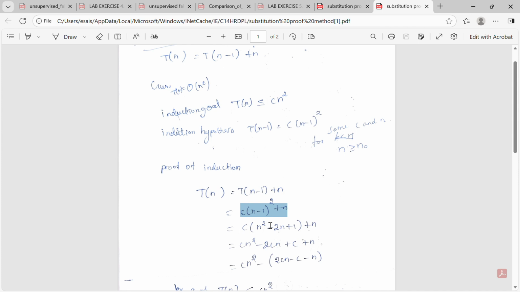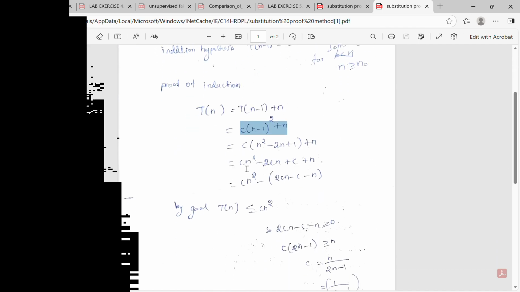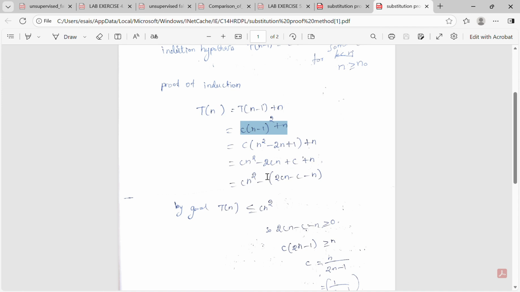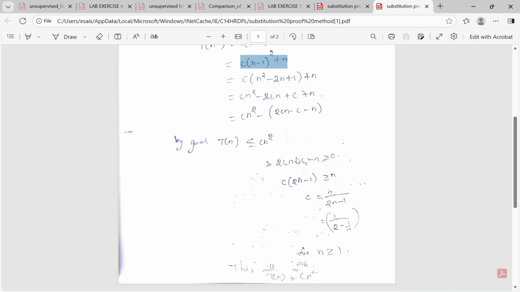If we take it inside, c n square, we wanted to prove T(n) is less than c n square, so here we have the c n square term and a minus term. If we remove a positive number from c n square, then obviously T(n) is less than or equal to c n square. So we say 2cn minus c minus n should be greater than or equal to 0. If we take out c, it will be c(2n-1) greater than or equal to n, so c equals n divided by 2n minus 1.